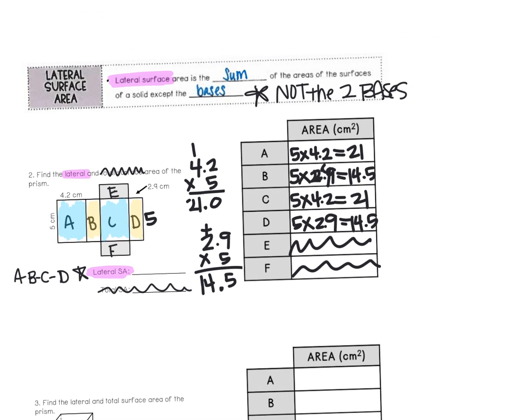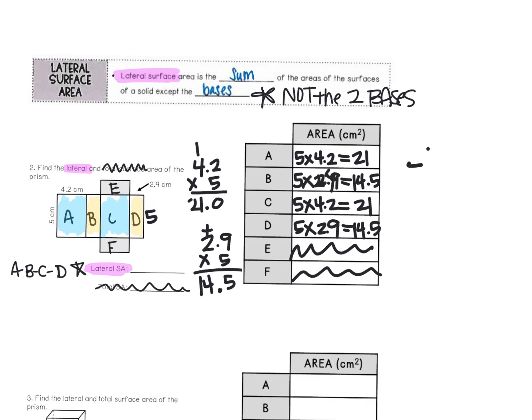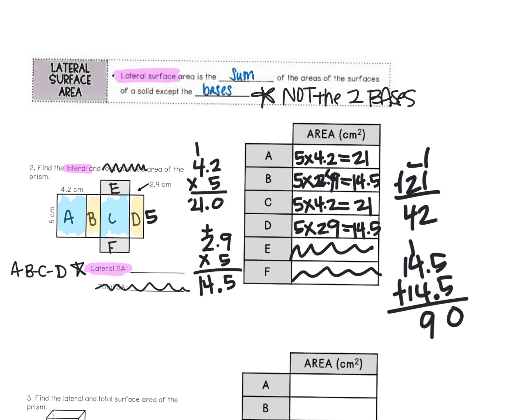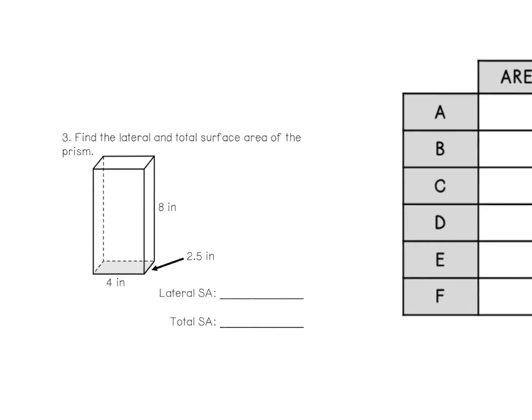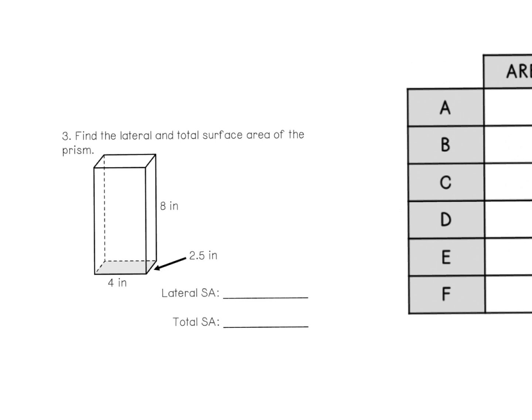To get the lateral surface area, I just need to add together those 4. So 21 plus 21 is 42. And then 14.5 plus 14.5 is 29. Now my final thing I need to do is 42 plus 29. And that makes 71. So now I know the answer for lateral surface area is 71, and the units was centimeters squared. Okay, let's look at one that doesn't have a net, and I'm going to show you guys how to solve this one as well.